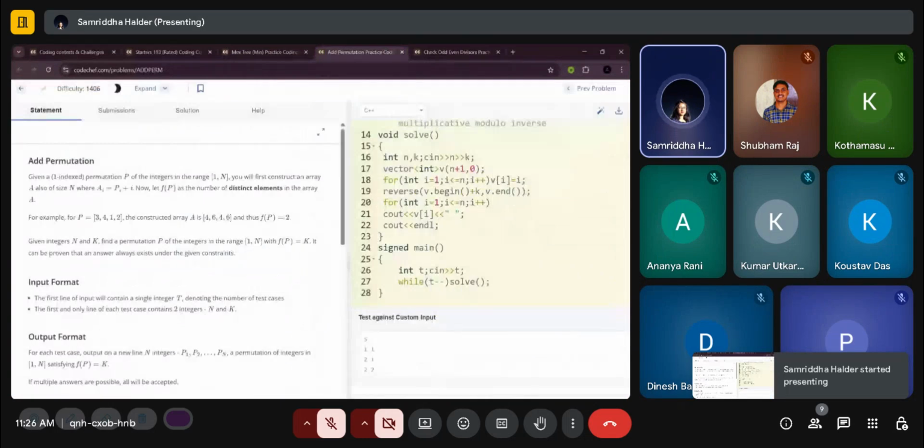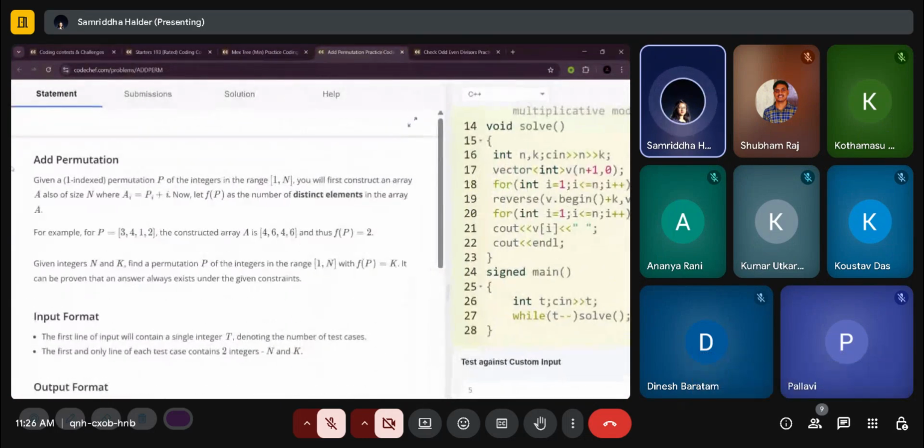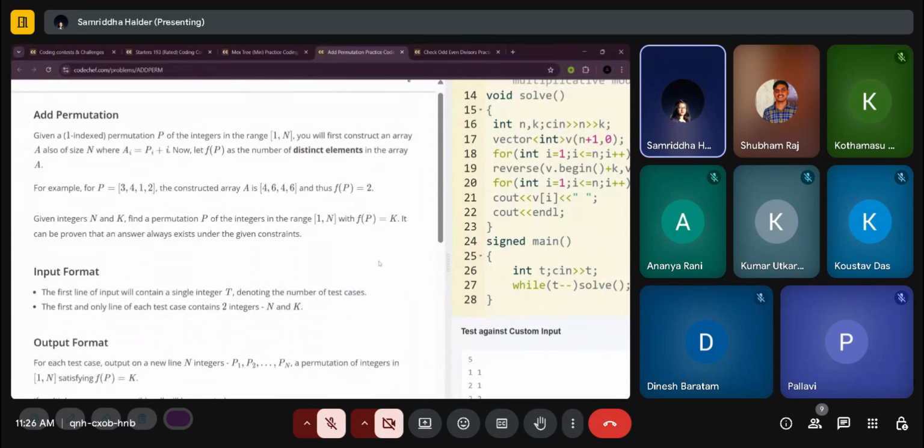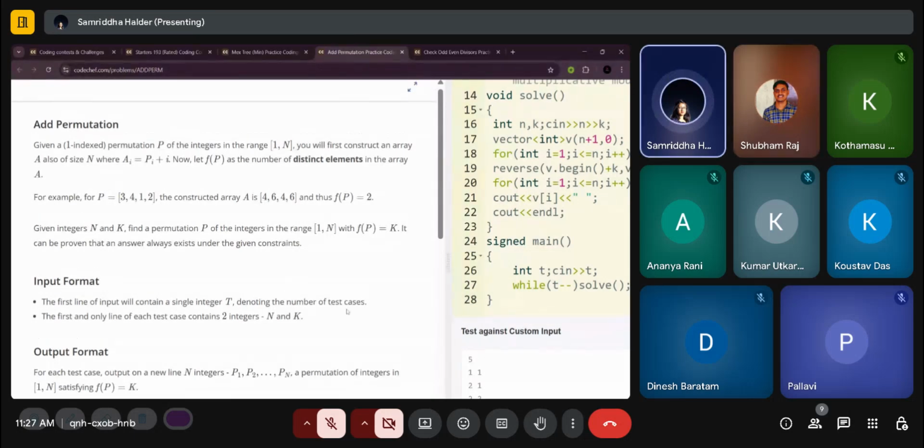Add permutation. Okay, did anyone attempt this? How did you do it? Yes, I attempted it. Share your approach.